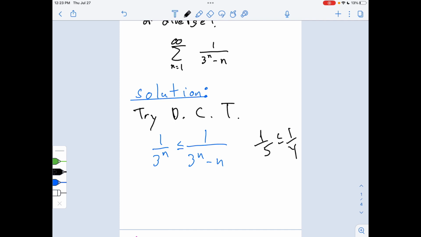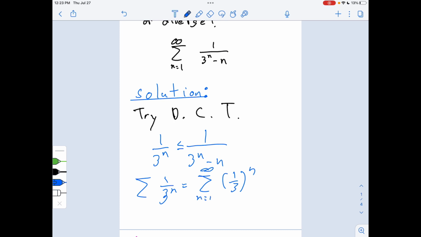But the issue is this. If you looked at the series that we compared to, 1 over 3 to the n, and of course from 1 to infinity, this converges because it's a geometric series with r less than 1. However, that doesn't help me at all, because the smaller series converged. The direct comparison test says nothing about that. It only says that if the larger series converges, then the smaller one will. So that didn't help me out.